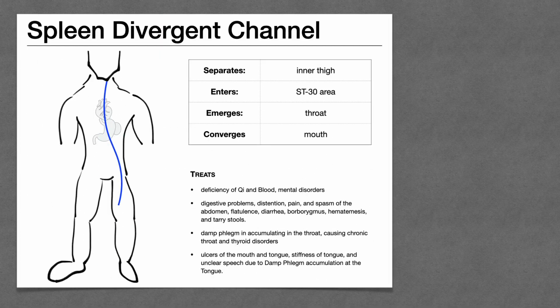So in terms of what this channel can treat, we see qi and blood deficiency because the spleen is responsible for the formation of qi and blood through proper digestion. We see mental disorders because of this connection to the heart. Then we see a whole lot of digestive problems. Hematemesis and tarry stools are bleeding disorders. Remember, one of the functions of the spleen is to hold the blood inside the vessels. We see dampness and phlegm, especially in the throat, because this channel goes to the throat. Then we see disorders of the mouth and tongue because the divergent channel goes to the mouth and tongue.